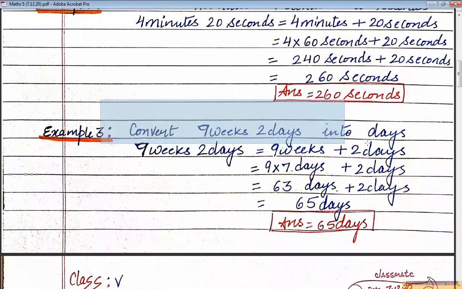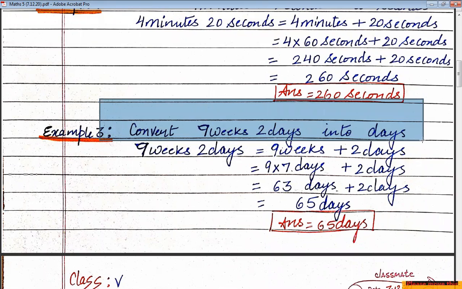Now in this question you have to convert 9 weeks 2 days into days. Now here you have to convert 9 weeks 2 days into days. So children, here 9 weeks should be converted into days first. And now tell me, in 1 week, how many days are there? In 1 week, there are 7 days.